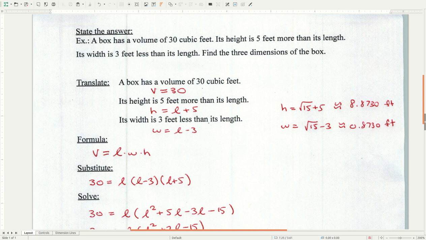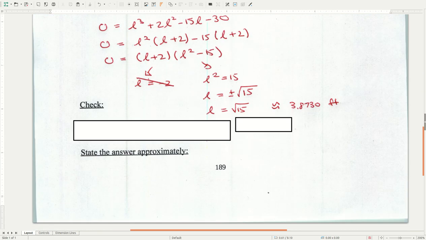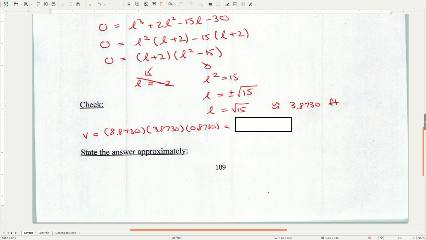We've got our 3 dimensions complete with units, but we do need to check. So this is a job for a calculator. I put in the rounded form if you kept it exact, and a calculator is perfect for that. You'll get really close to 30. And notice I got really close to 30 as well, 30.0008. So I've stated our answer, and we've done a new question that you can expect on exams and quizzes.